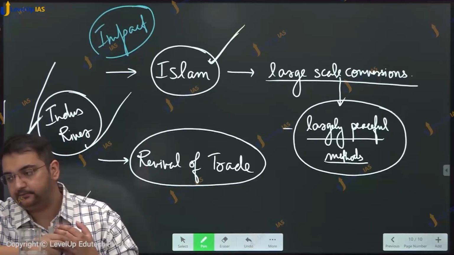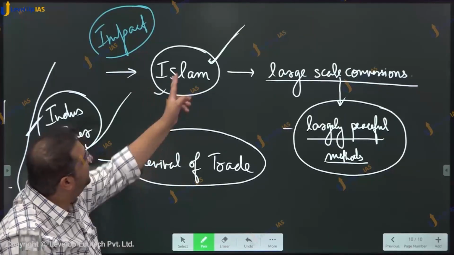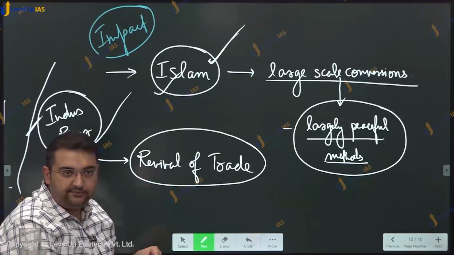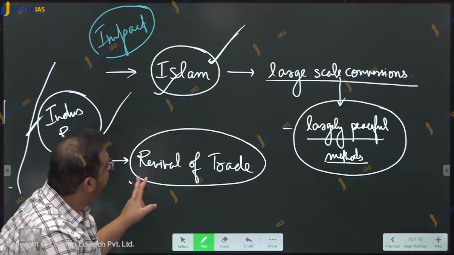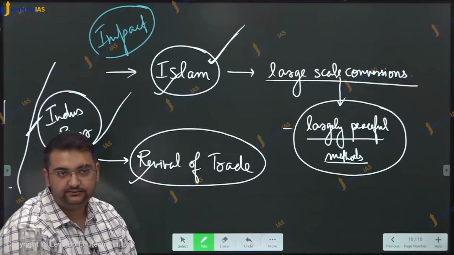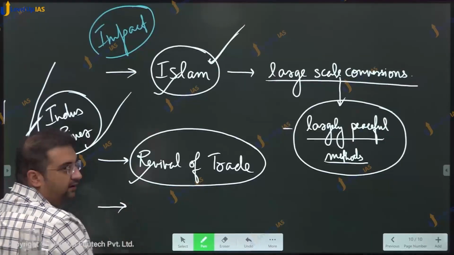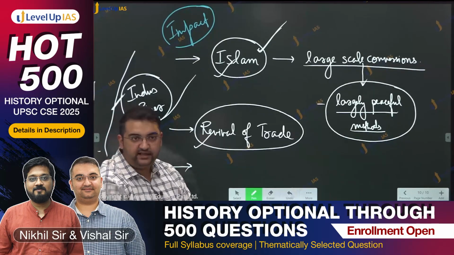Clear? ओके. हाँ, तो एक तो एडवेंट ऑफ इस्लाम, स्प्रेड ऑफ इस्लाम ऑन अ मेजर स्केल, रिवाइवल ऑफ ट्रेड देखने के लिए मिला. इसके अलावा और कुछ देखने को मिलता है? अरे अरबी क्या लाएंगे? अपना लैंग्वेज स्क्रिप्ट कुछ लेके आएंगे?